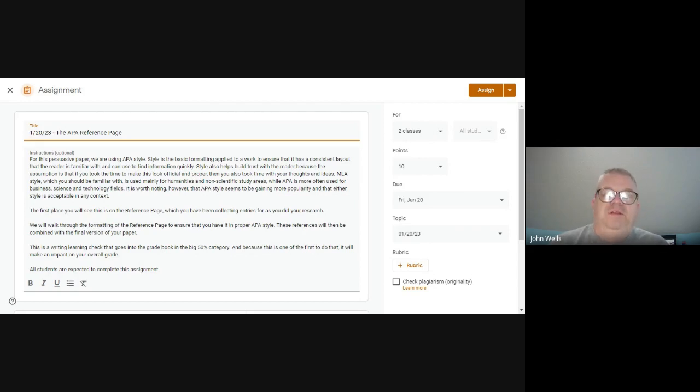Now, granted, the papers that we are doing are a lot smaller and maybe don't require as much standardization as other larger works do, but it's good to get into that habit of it.